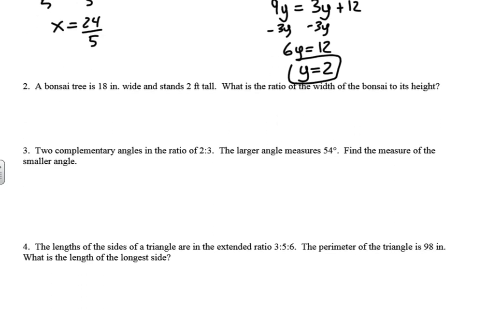A bonsai tree is 18 inches wide and stands 2 feet tall. What is the ratio of the width of the bonsai to its height?